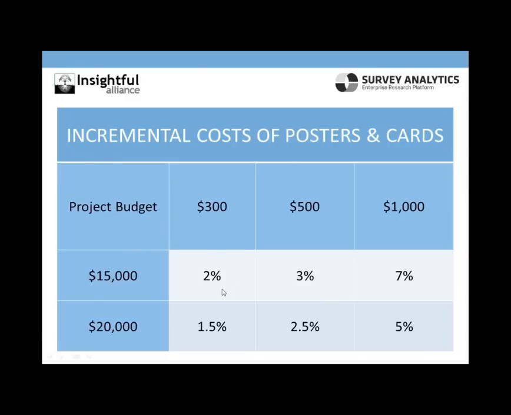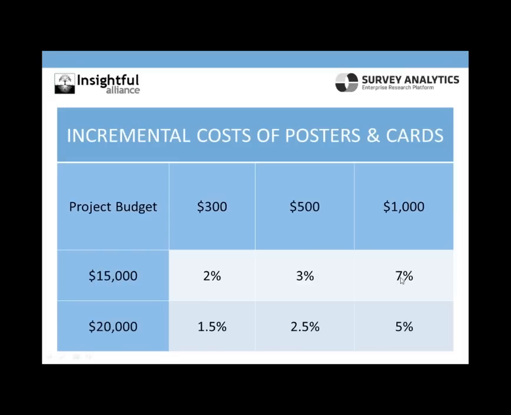The percentages you see are given the project budget, say in this example, the project budget of $15,000, if you spent an additional $500 to print the cards and the posters, that's only a 3% increase in your initial budget of $15,000. So for a 3% increase in your project budget, you could have realized a 67% increase in completed surveys. So, you can see the range here. It goes from, in the scenarios I presented, 1.5% to a max of 7%.